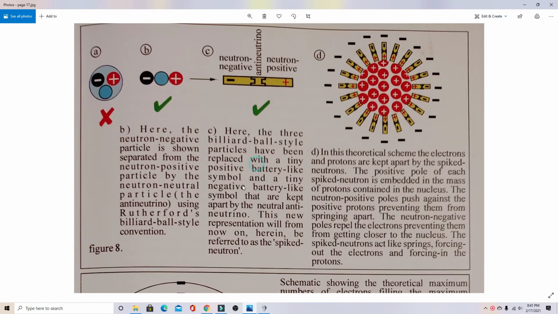All right. So figure 8 here. Here, the negative neutron particle is shown separated from the neutron positive particle by the neutron neutral particle, the antineutrino, using Rutherford's billiard ball style convention. Here, the three billiard ball style particles have been replaced with a tiny positive battery-like symbol and a tiny negative battery-like symbol that are kept apart by the neutral antineutrino. This new representation will from now on herein be referred to as the spiked neutron.